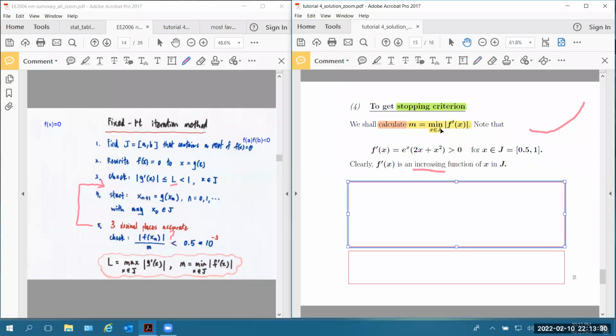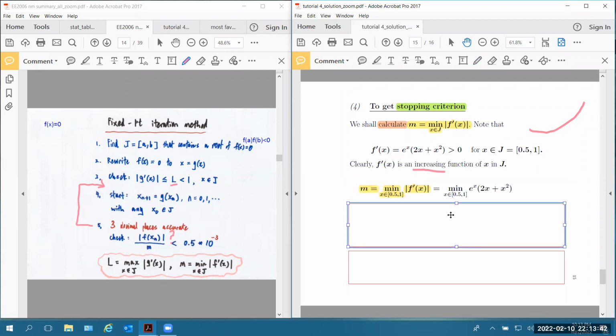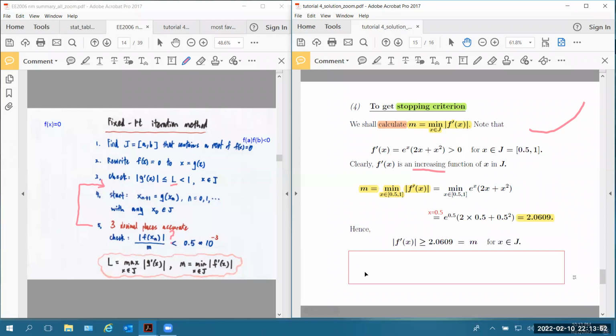You want the minimum, right? You want here, right? So what value of x should you put in here? 0.5. Yes, put in 0.5. All right, so for the minimum, put in your 0.5. Then you get this number. So this is your small m. Okay, now you've got your small m already.